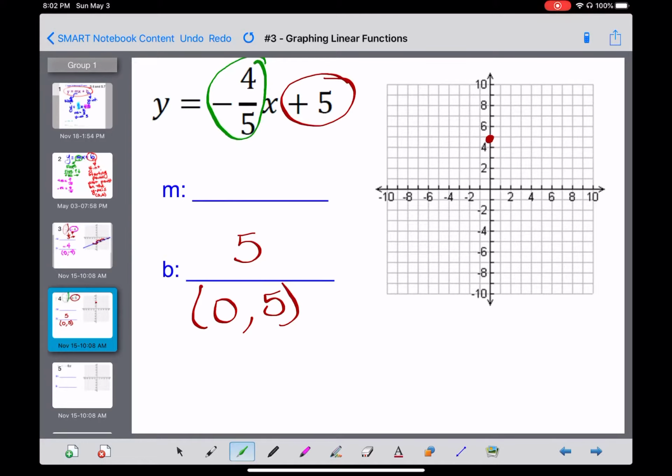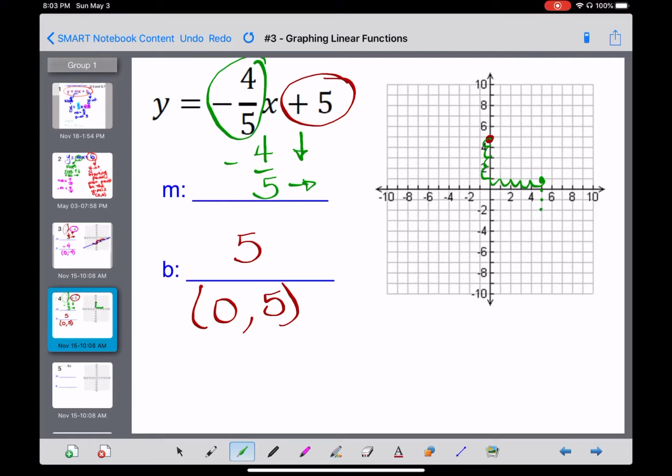Well, this time there is a negative sign. It is negative 4 over 5. And because it's negative, it's telling me that I need to go down 4 and 5 to the right. 1, 2, 3, 4. 1, 2, 3, 4, 5.